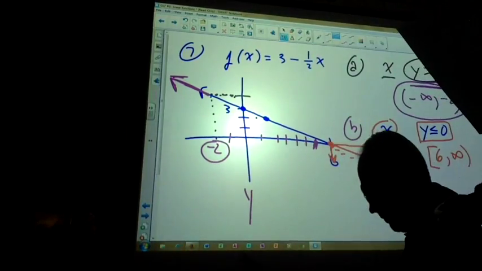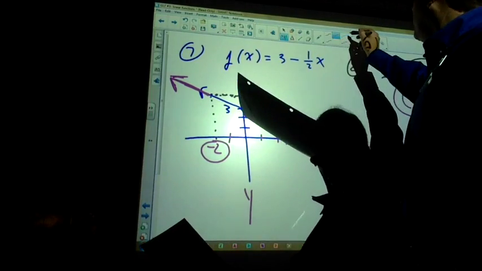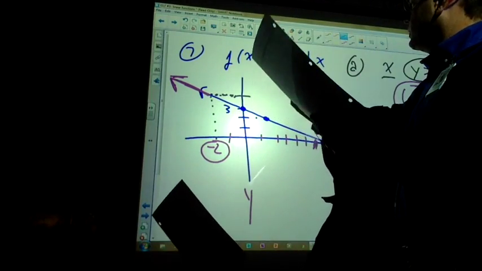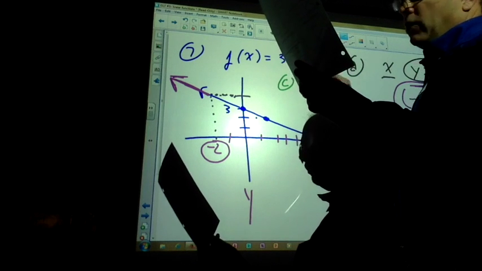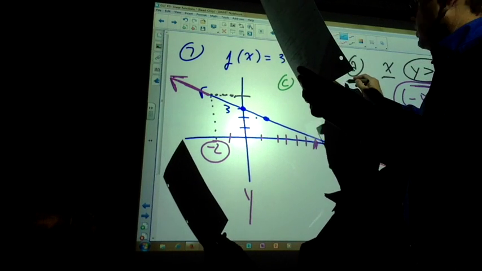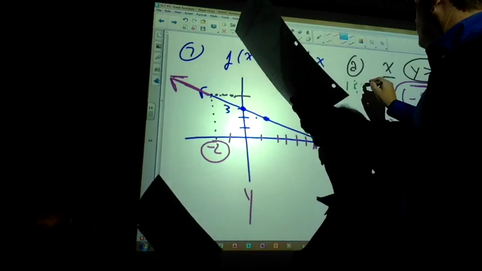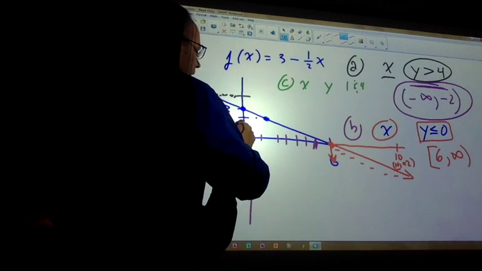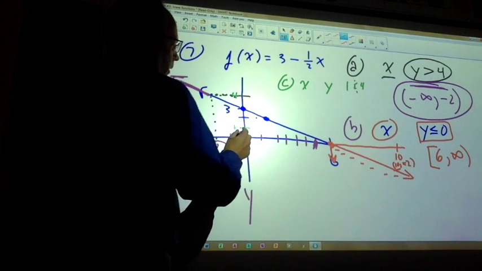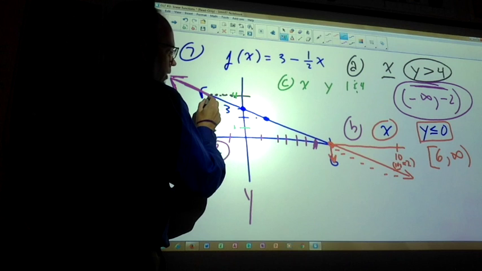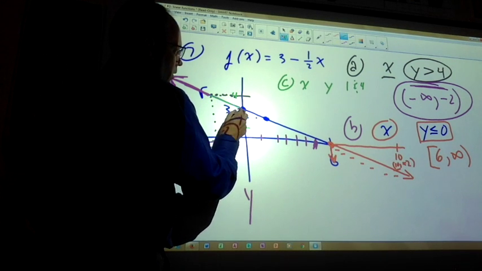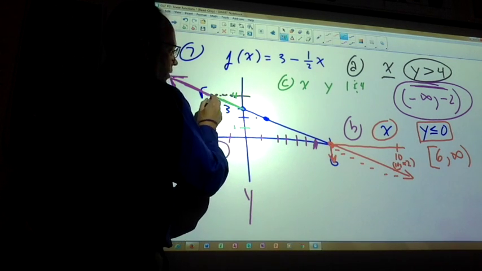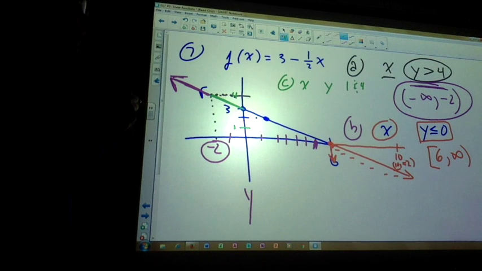Letter C. We want values of x where y is in between 1 and 4. Okay, so we're looking vertically at the 1 and the 4. So I have a 1 here, right, and a 4 here. Okay? We're talking about that green portion of the graph.